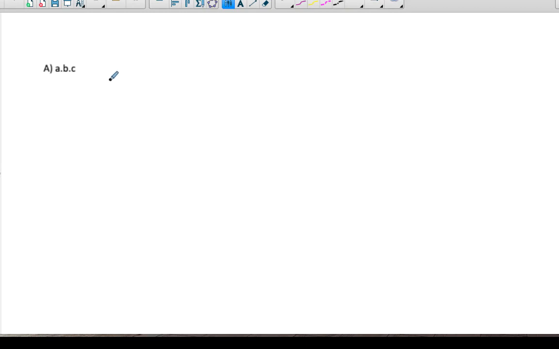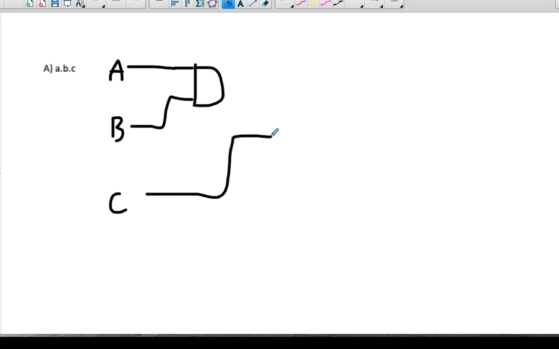Next, you might have to draw a circuit. So we've got A and B and C. I put A and B together and draw an AND gate. And then once I've got A and B, I connect it to C and draw a gate. And that's the circuit that corresponds with this.